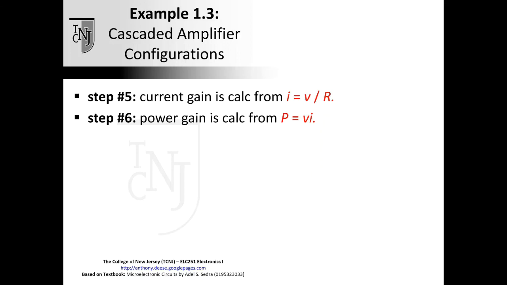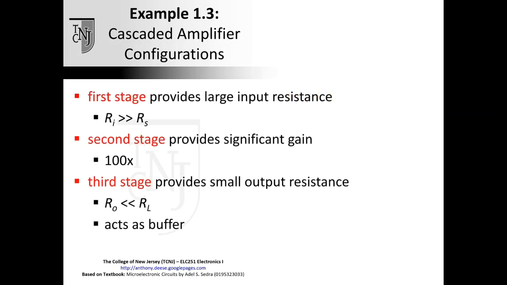So cascading amplifiers, the first stage, right, provides the large input resistance. The second stage provides a significant gain. The third stage provides a small input resistance, and we can also say acts as a buffer. Okay, so we're almost done here.